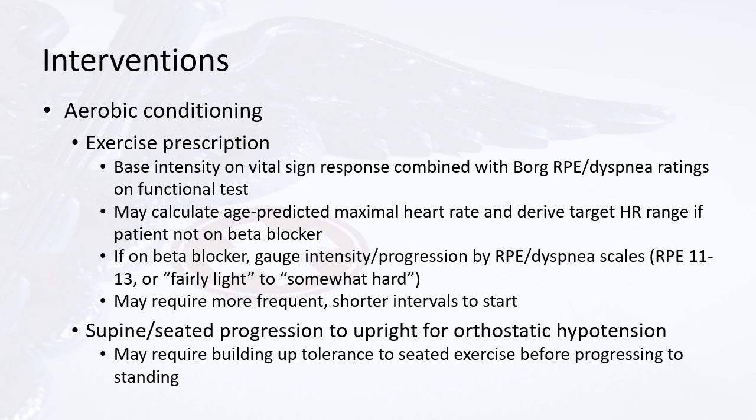Of course, you will modify a patient's exercise intensity according to their feedback. For dyspnea, a rating of 3 or moderate would be the highest to push the patient. Keep in mind that patients may require more frequent, shorter intervals of exercise to start. Additionally, supine or seated exercise may be necessary to start if a patient has persistent orthostatic hypotension and does not tolerate upright positioning very well. Starting with supine or seated and progressing to upright over weeks may be necessary.